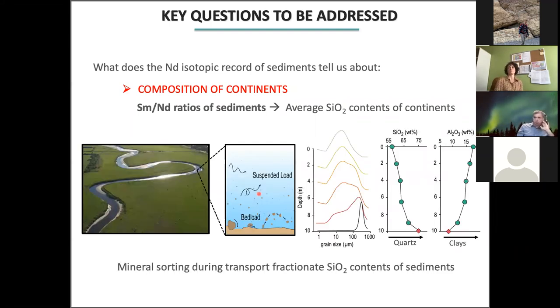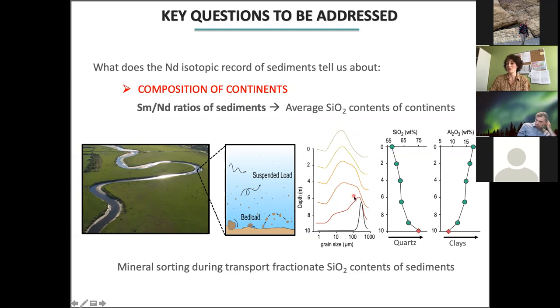So first of all, the composition of the continents. It is not possible to directly extract the silica content of the continents from that of the sediments, because silica is fractionated through mineral sorting. Here I'm showing the example of a river, in cross-section as a function of depth. It is very clear now that the sediments that are transported in rivers, but it could also be by wind, are hydrodynamically sorted. So coarse-grained sediments tend to be transported as bed load, at the bottom of the river, while finer sediments tend to be transported as suspended load.